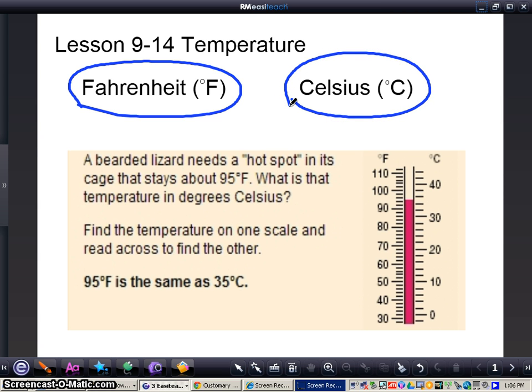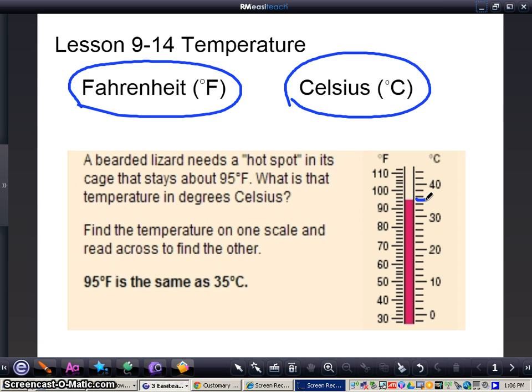Okay, so for example, if I'm taking a look at this word problem, a bearded lizard needs a hot spot in its cage that stays about 95 degrees Fahrenheit. What is that temperature in degrees Celsius? We can see there's a large gap between the numbers between Celsius and Fahrenheit. So I could see that my temperature is 95 degrees Fahrenheit, and then right over here within Celsius, I could see it's about 35 degrees Celsius.